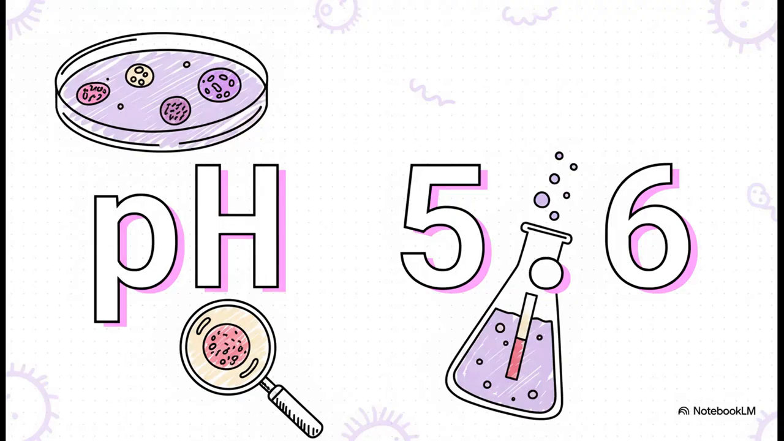Now, let's switch gears to fungi. The secret to finding them is to create an environment that they love, but bacteria absolutely hate. And that's exactly what Sabouraud's agar does. It has an acidic pH of 5.6. Most bacteria can't stand this acidity, which gives the slower-growing fungi a chance to finally show up and be seen.